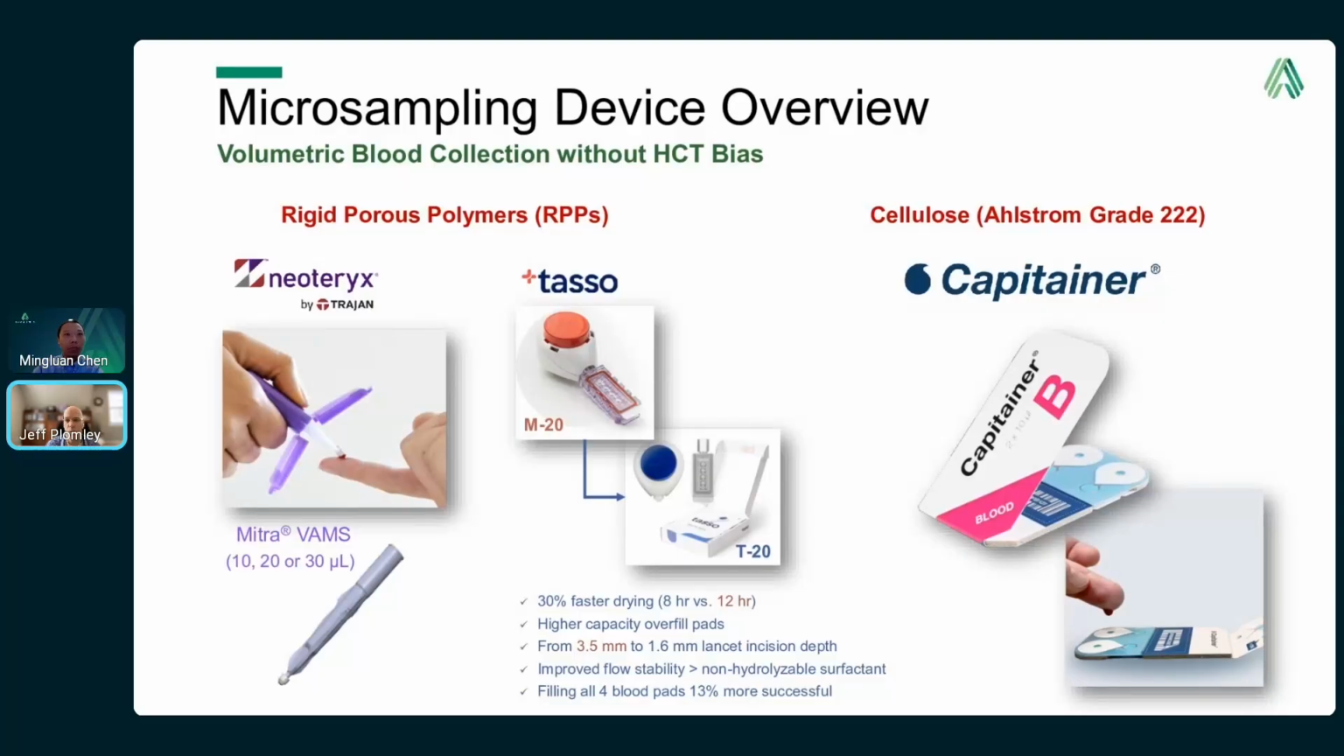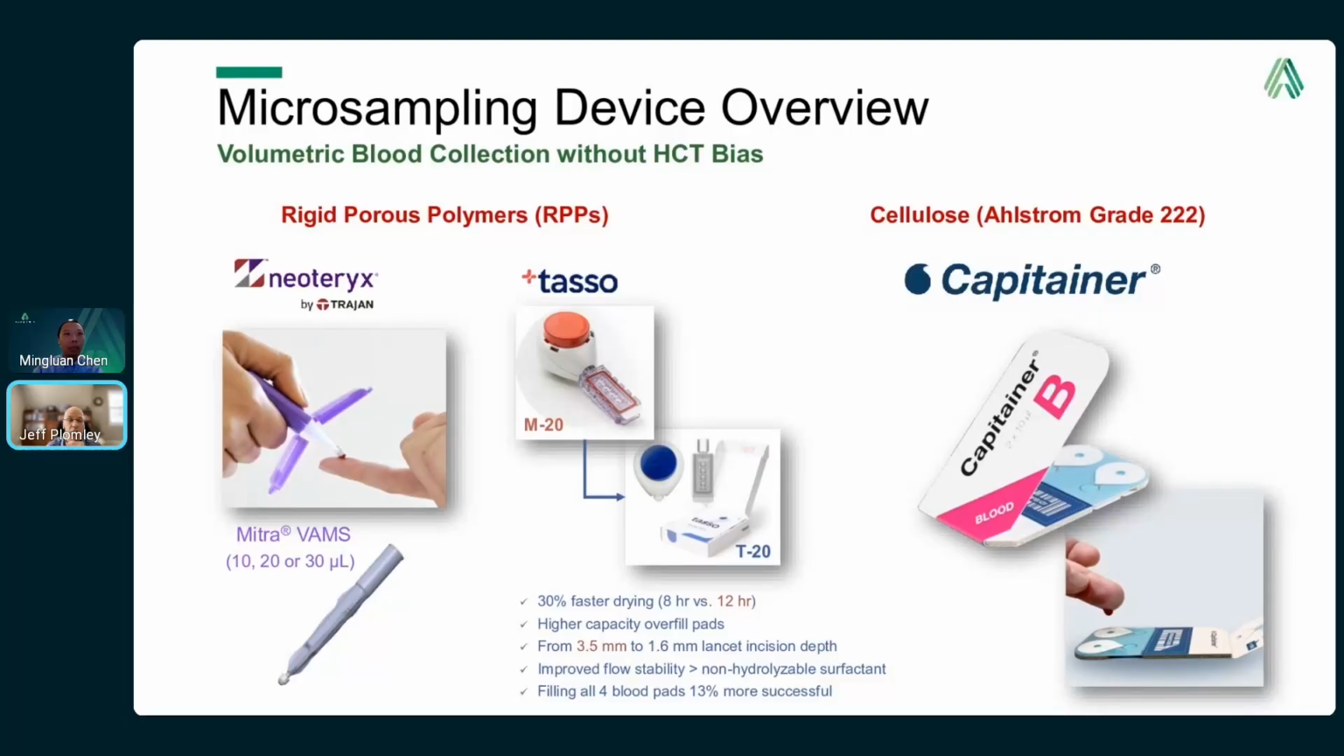On the cellulose side, the cellulose used in the Capitainer B product is an Ahlstrom Grade 222, so it's an untreated cellulose. It comes in a rather friendly foldable card format that leverages a discrete collection inlet for fingerstick blood that then fills an exact volume integrated capillary for deposition onto that cellulose substrate.